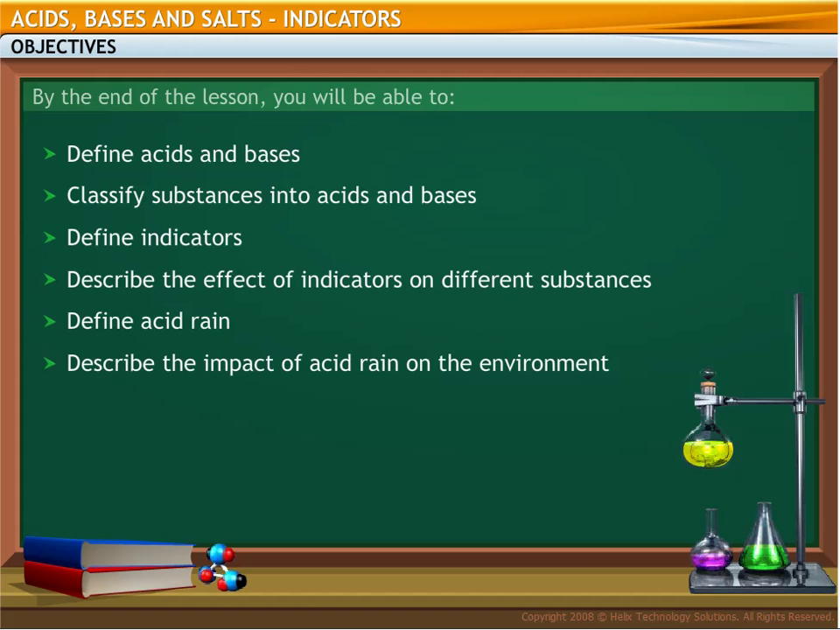In this lesson, you will learn about indicators and their role in identifying acids and bases. By the end of the lesson, you will be able to define acids and bases and classify substances into acids and bases. You will also be able to define indicators and describe their effect on different substances. In addition, you will be able to define acid rain and describe its impact on the environment.